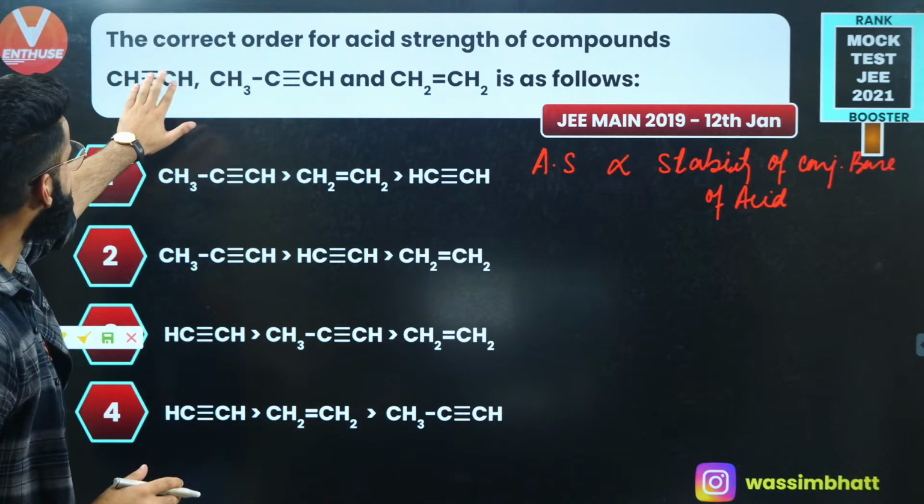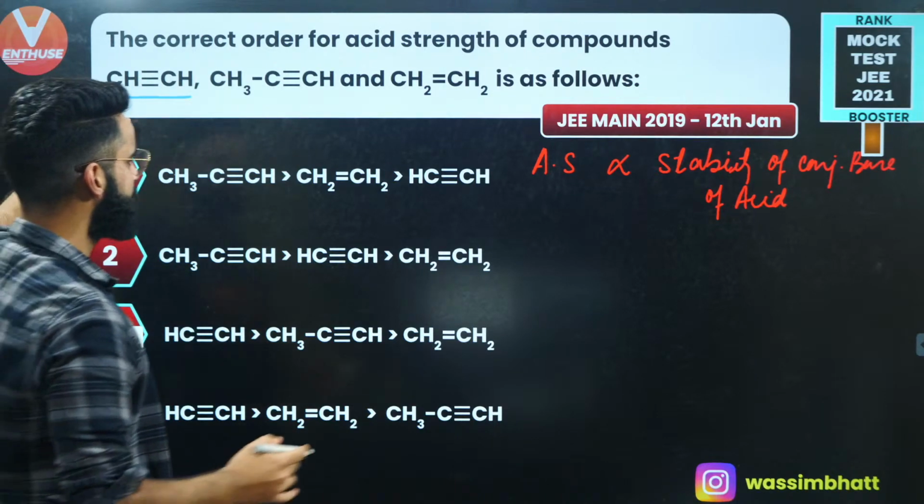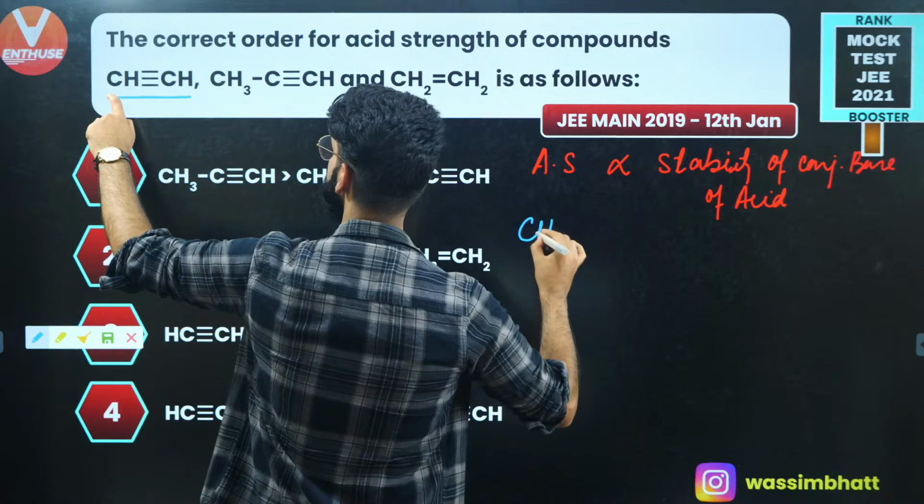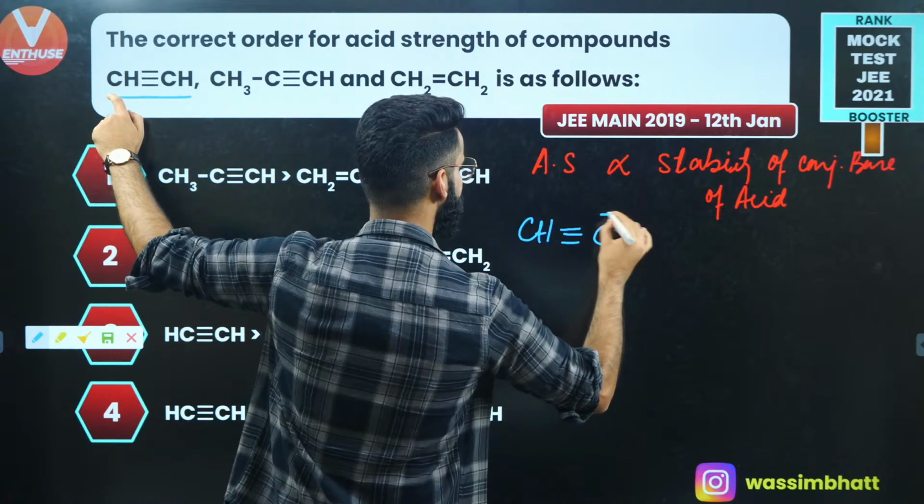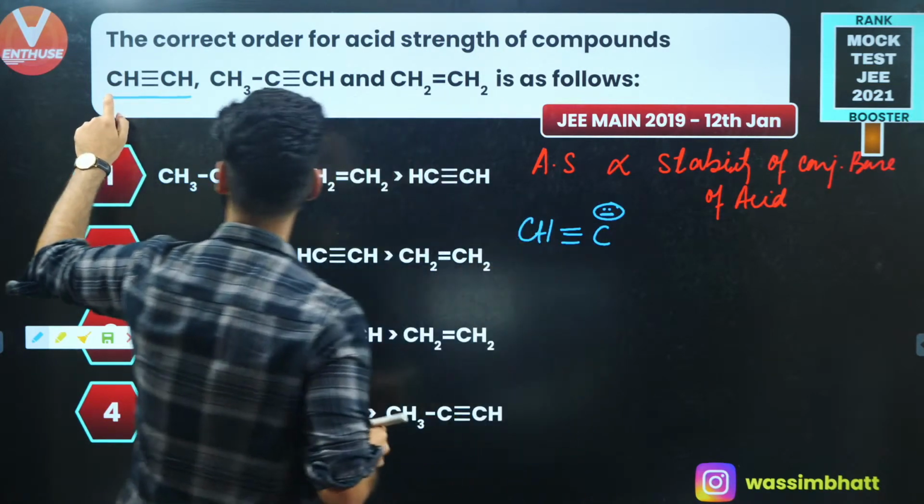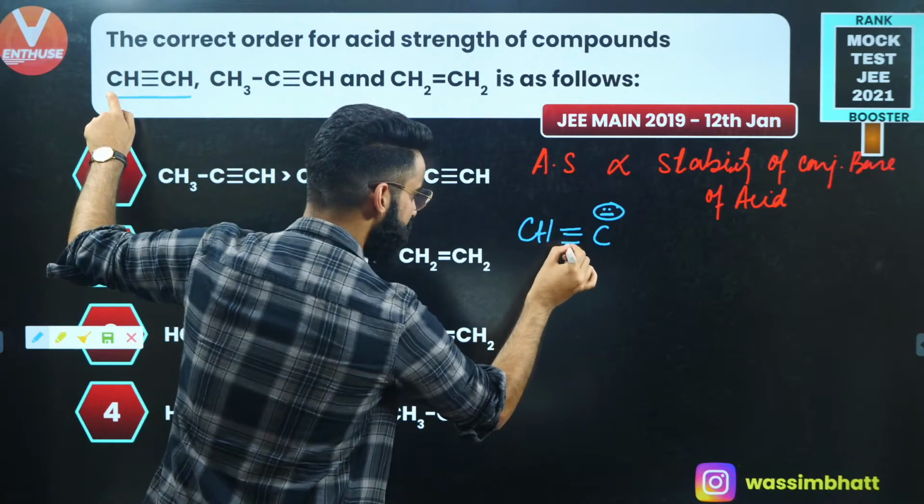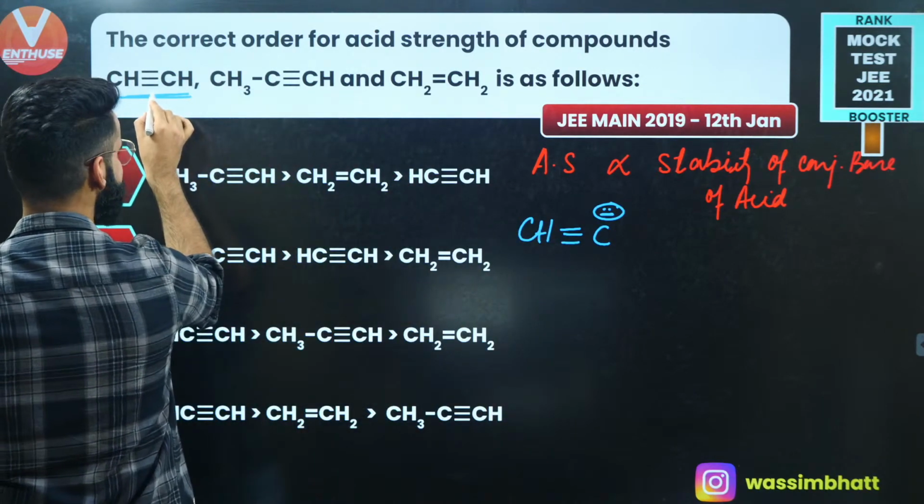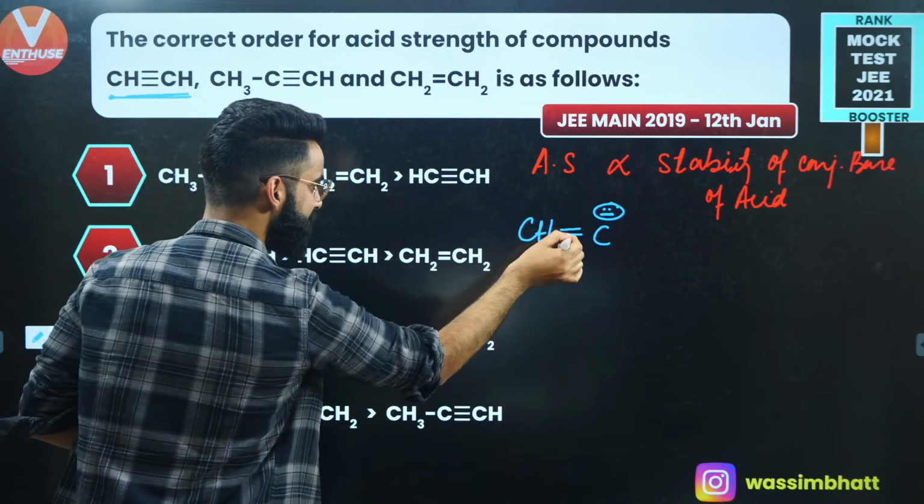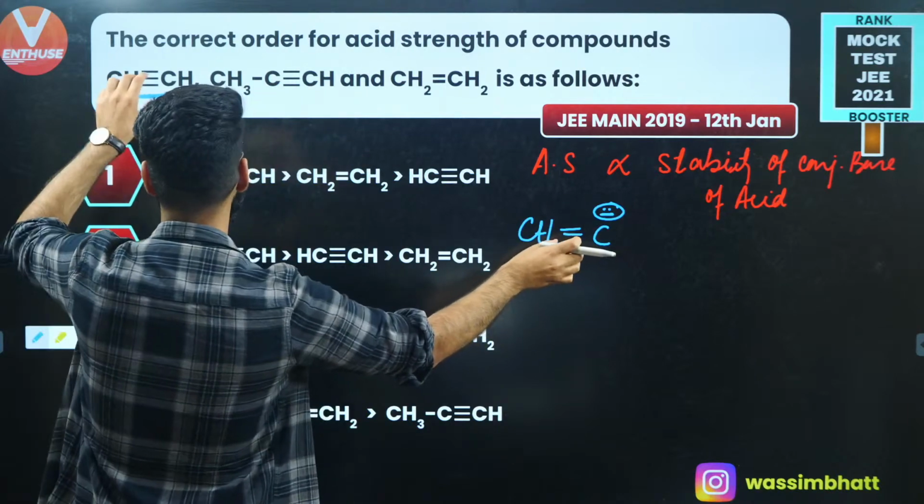Okay, if you take H positive out from this molecule, you'll be getting something as CH triple bond C with a negative charge over here, right? Okay, this is the conjugate base of this acid. This is the acid, and this one is something which I call the conjugate base of this acid.